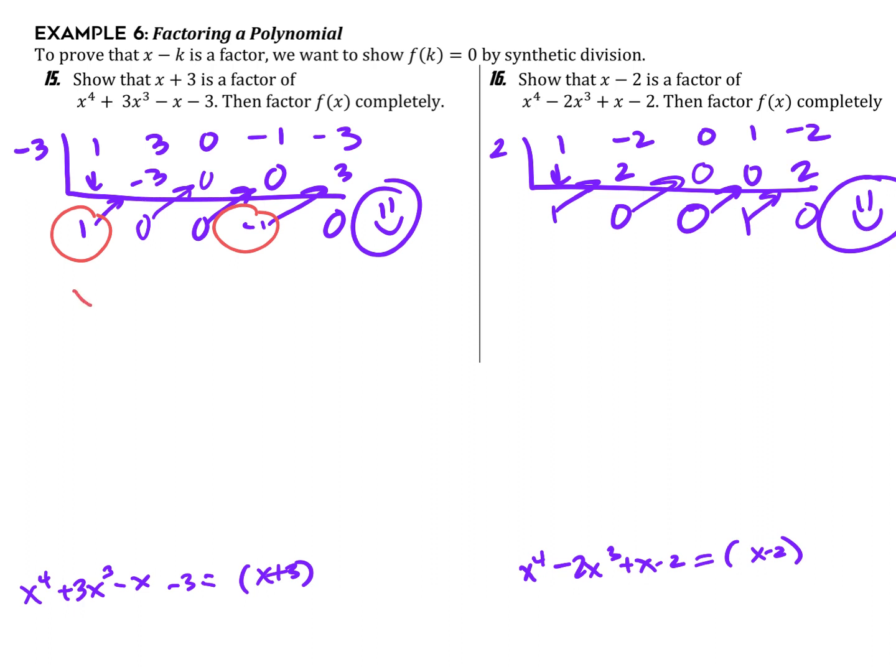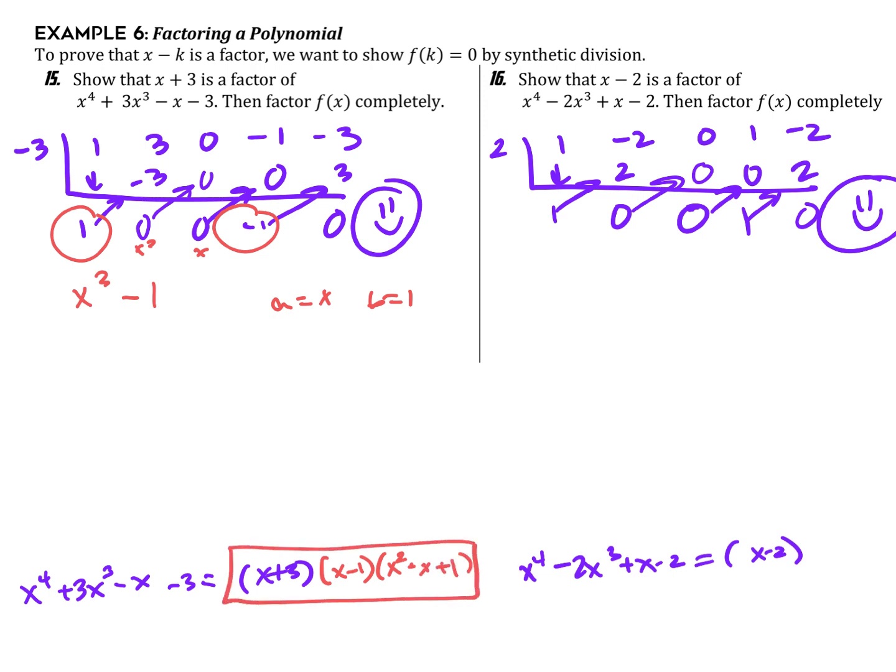Well, this was x to the 4th, so this is now x to the 3rd plus 0x squared plus 0x minus 1. And we can factor that using perfect cubes. In this case, a is x and b is 1. So this is going to factor to be x minus 1 times x squared plus x plus 1. So that's using that perfect cube rule that we learned in the first part of these notes.